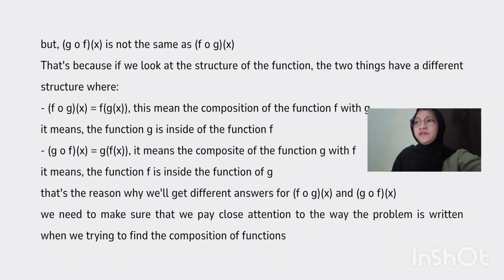But g of f of x is not the same as f of g of x. That's because if you look at the structure of the functions, the two have a different structure. First, f of g of x means the composition of the function f with g. It means the function g is inside of the function f. Meanwhile, g of f of x means the composition of function g with f. It means the function f is inside the function g.